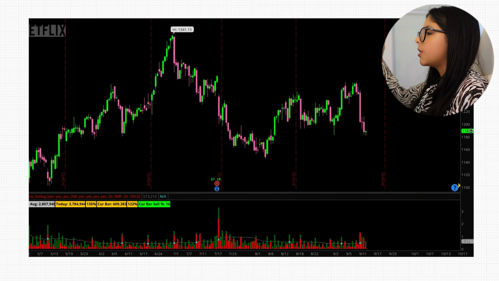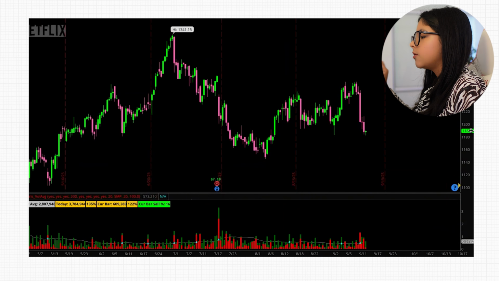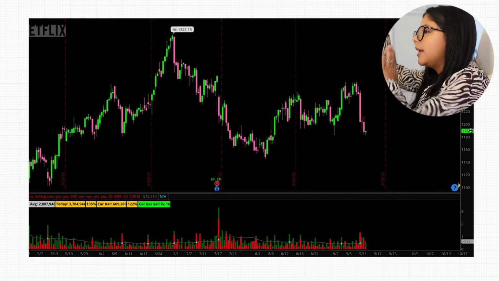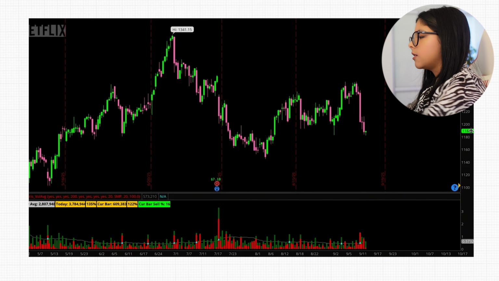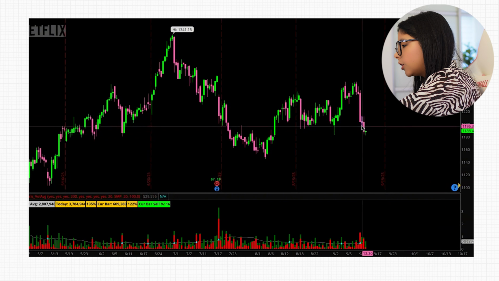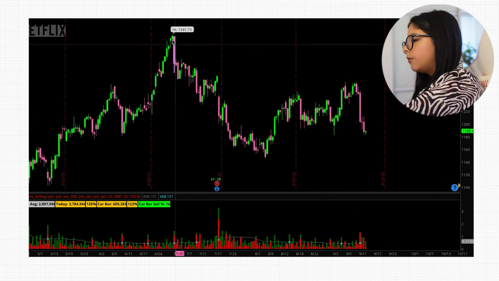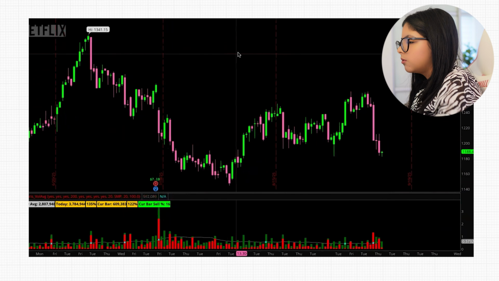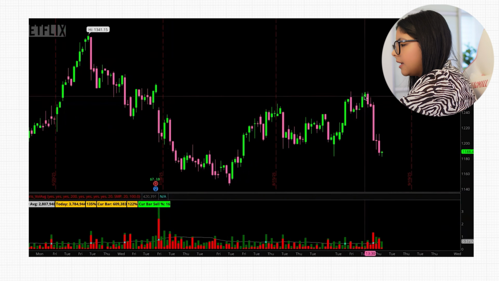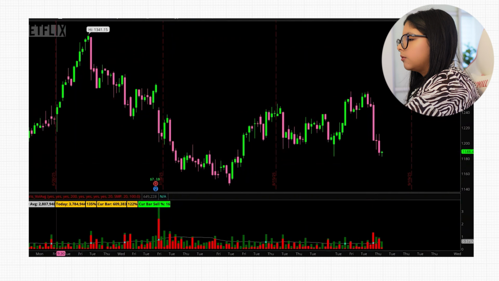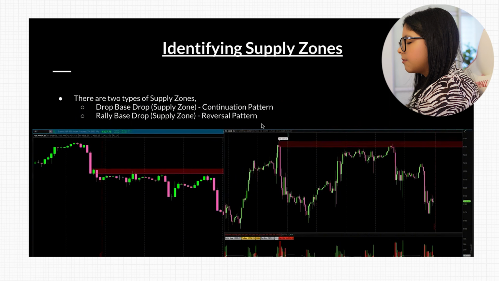So if you're looking for supply zones, all valid supply zones are going to be above the current price only, and to the left of current price. So if you're looking for valid supply zones, you're going to look at the candles above current price and to the left. For example, one of the patterns I just showed you is a rally base drop supply zone, and price dropped from there. So that's just one tip on identifying the supply zones.